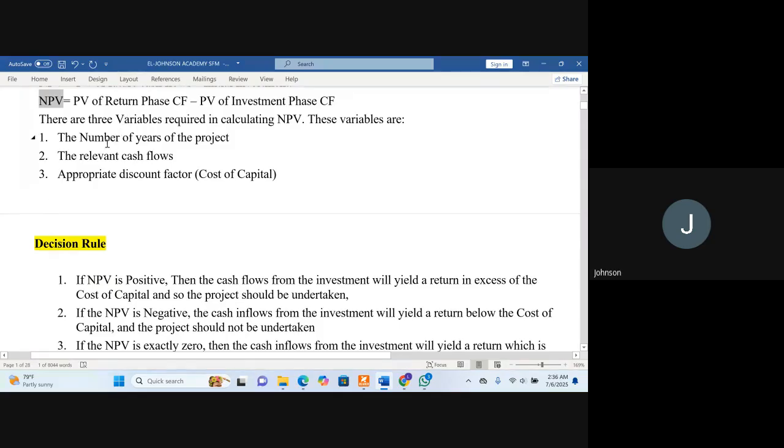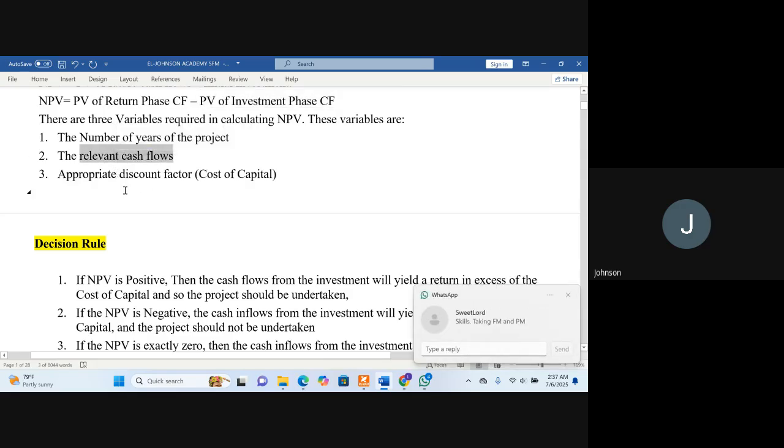Number two, we talk about relevant cash flows. It's not all cash flows that are important. When we get there, we will understand why they put the word relevant. We know that cash flows are in two stages: the investment phase cash flows and the return phase cash flows. Most times it is the investment phase cash flows that give students problems, because they start asking themselves, which of the cash flows am I going to consider? So you need to know the relevant cash flows needed for the computation.